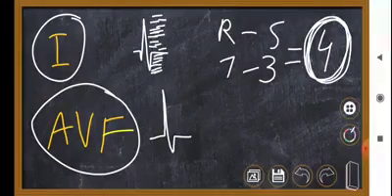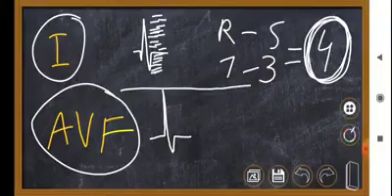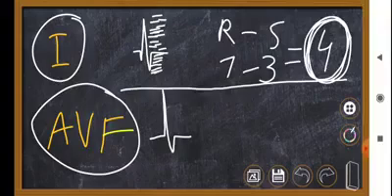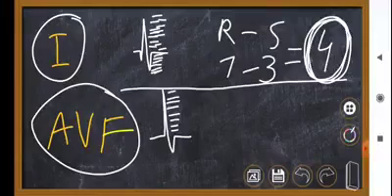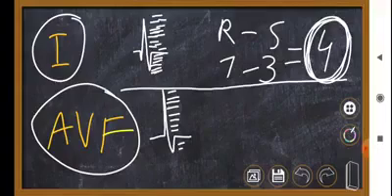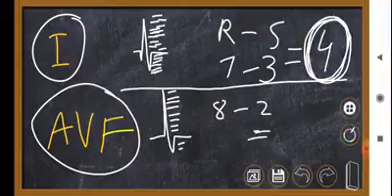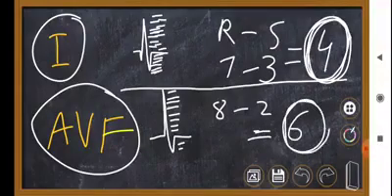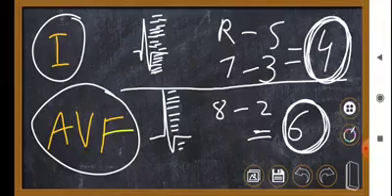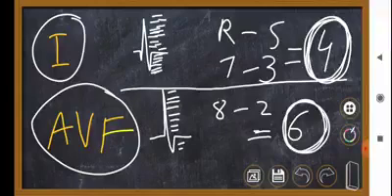Similarly, we are going to calculate the RS difference in lead AVF now. Suppose the R wave is 1, 2, 3, 4, 5, 6, 7, 8, and the S wave is 1, 2. Suppose this is 2 small squares. So it will be 8 minus 2, and it will be equal to 6. So we have to remember both these readings for the calculation of the axis, which I'm going to calculate in the next slide.